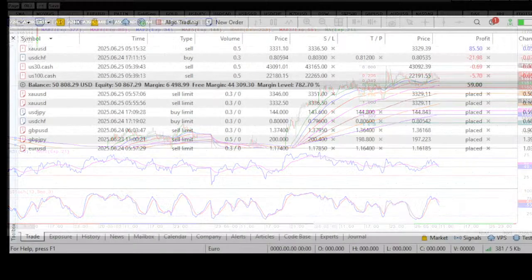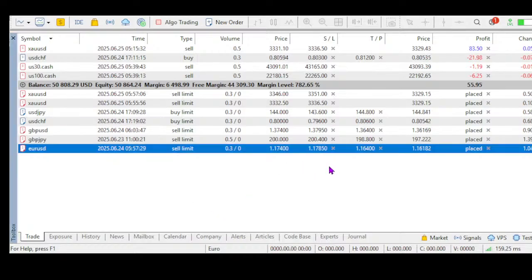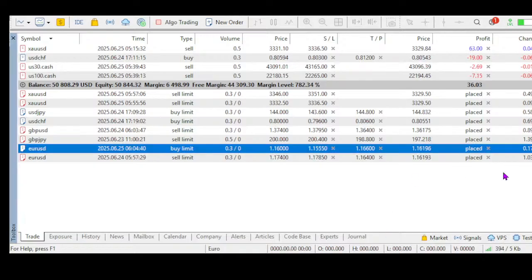Okay, so let's move on to see euro. We have a sell at 11740, which is still valid. This one we'll put until end of the week. Then we'll go for a new order. Okay, buying at 116, stop 11555, TP 11660. Then we have one more buy.